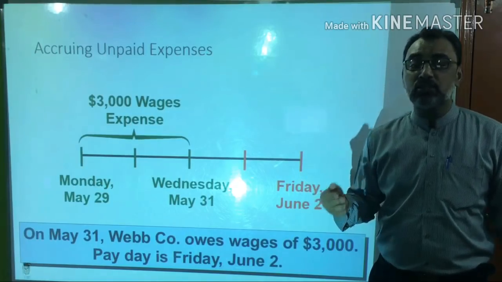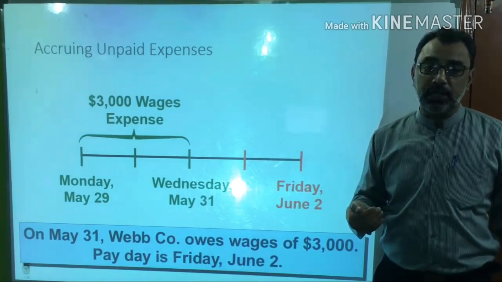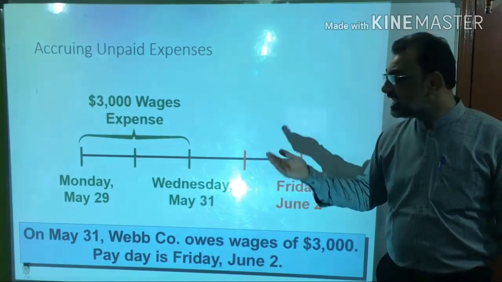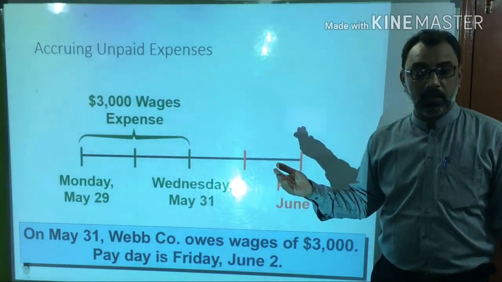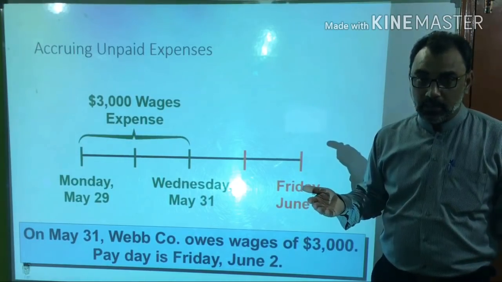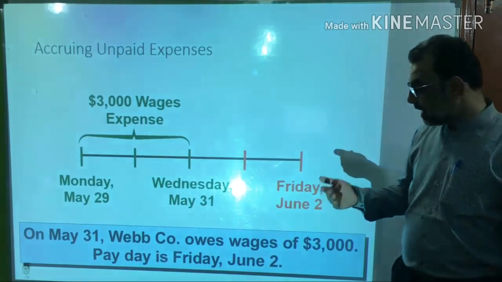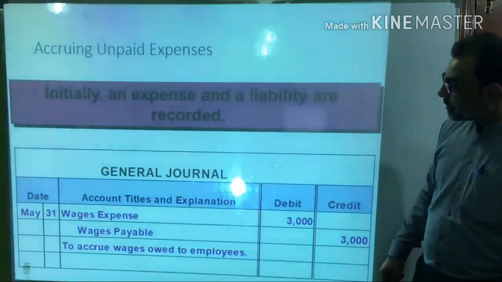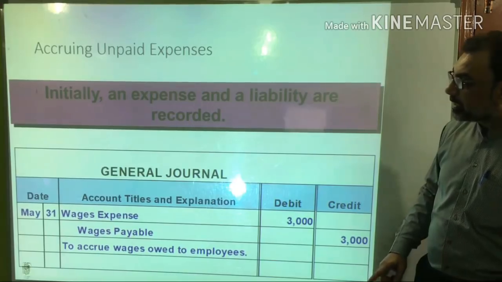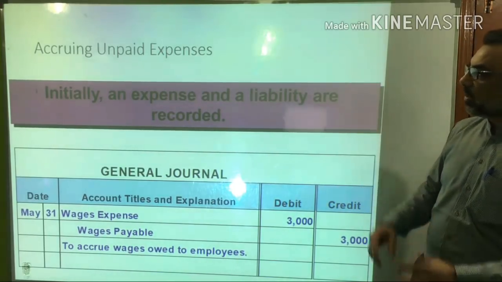So VATCO has to record an adjusting entry, that is, the expense has been incurred, so wages expense is debit and wages payable is going to be credit. Okay, so this will become the liability. So wages expense is debit 3,000, and wages payable credit. So initially an expense and the liability are recorded.